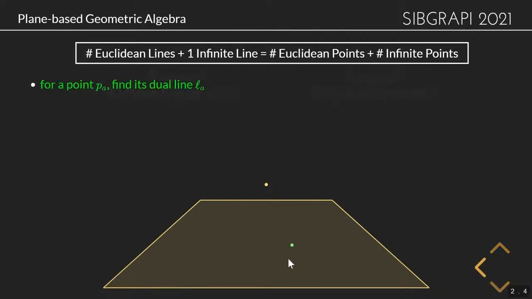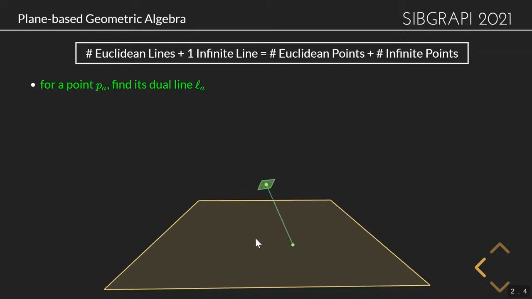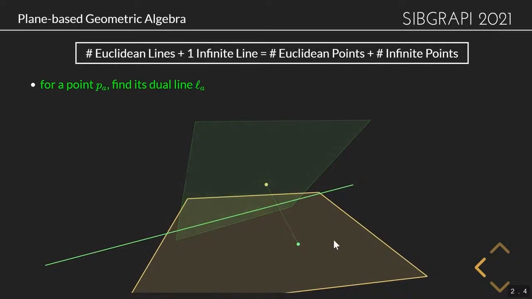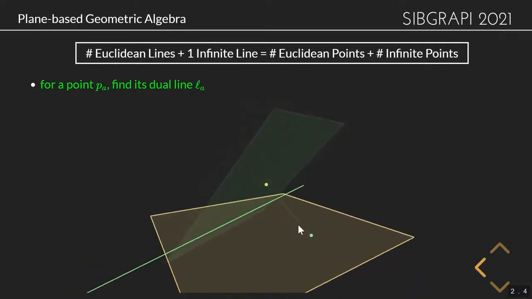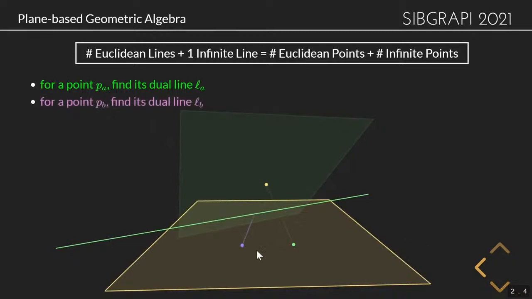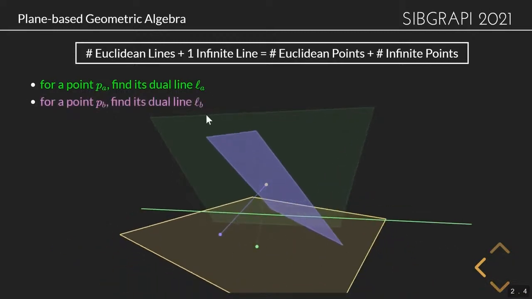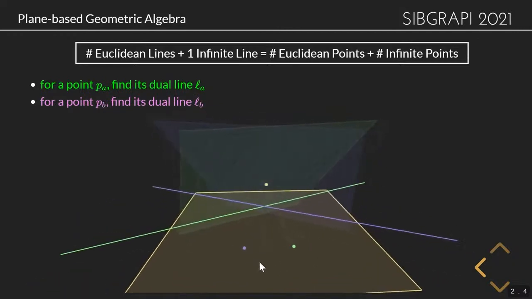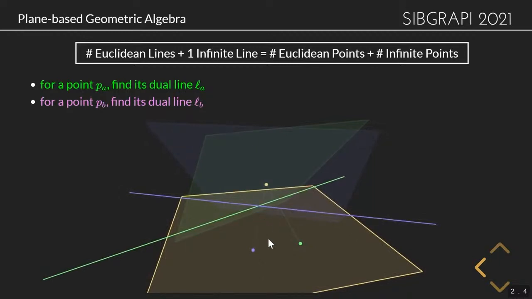Let me show you. We can take this green point. We can construct the line through the origin. We can construct a plane orthogonal to it and see where that plane cuts the projective plane. And so what we now get is this green line. And these elements are in a duality relation. So the green line is the dual of the green point, and the green point is the dual of the green line. Now let's do that for a second point. So we take this purple point, construct the line, construct the orthogonal plane, and see where it cuts the projective plane. So we now have these two dual lines, the purple line dual to the purple point, the green line dual to the green point.